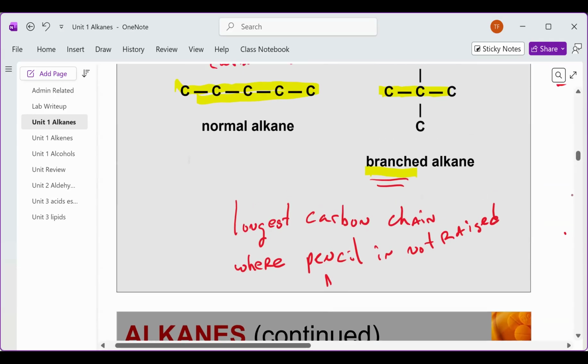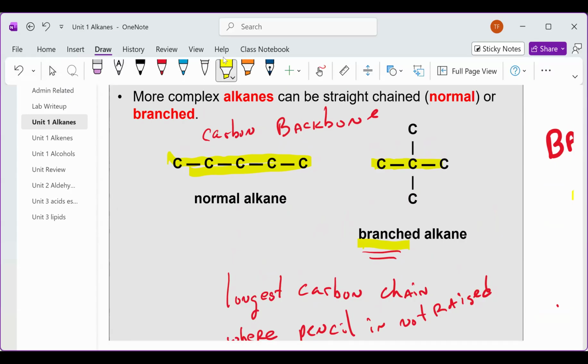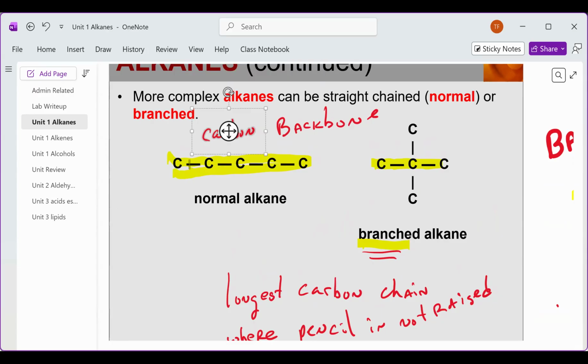Okay, so what do I mean by that? Let me go over and grab a yellow highlighter. All right, so on the one on the left, I can cover all the carbons without lifting my stylus. If I have to lift my stylus to cover a carbon, then that carbon is not on the backbone.